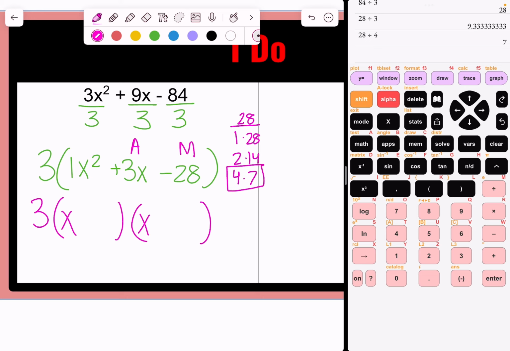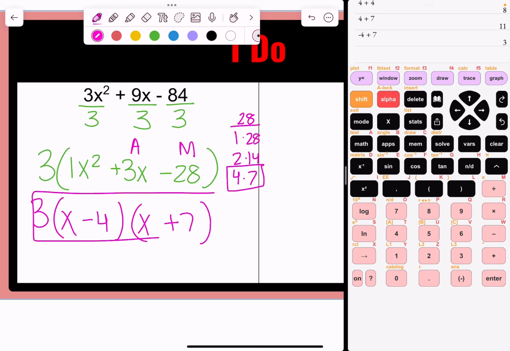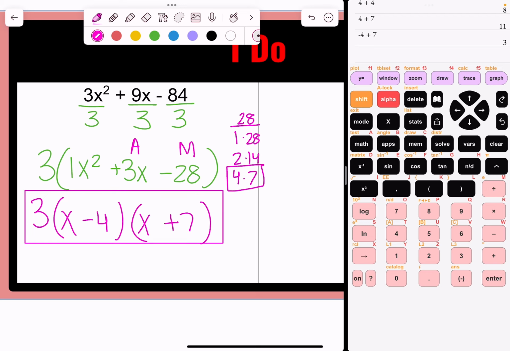But how would I get 3? 4 plus 7, no good. Negative 4 plus 7? Hey, that gets me 3. So it would be negative 4 and positive 7. And this is our final answer. That's factored completely. You had to do 2 different steps to completely get it to simplest form.